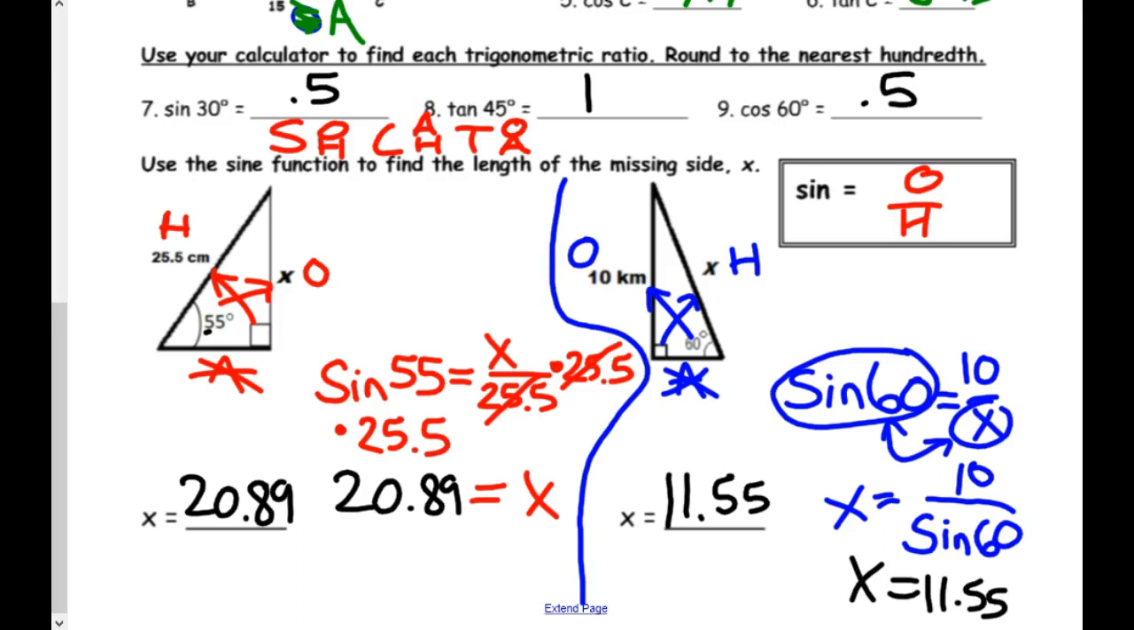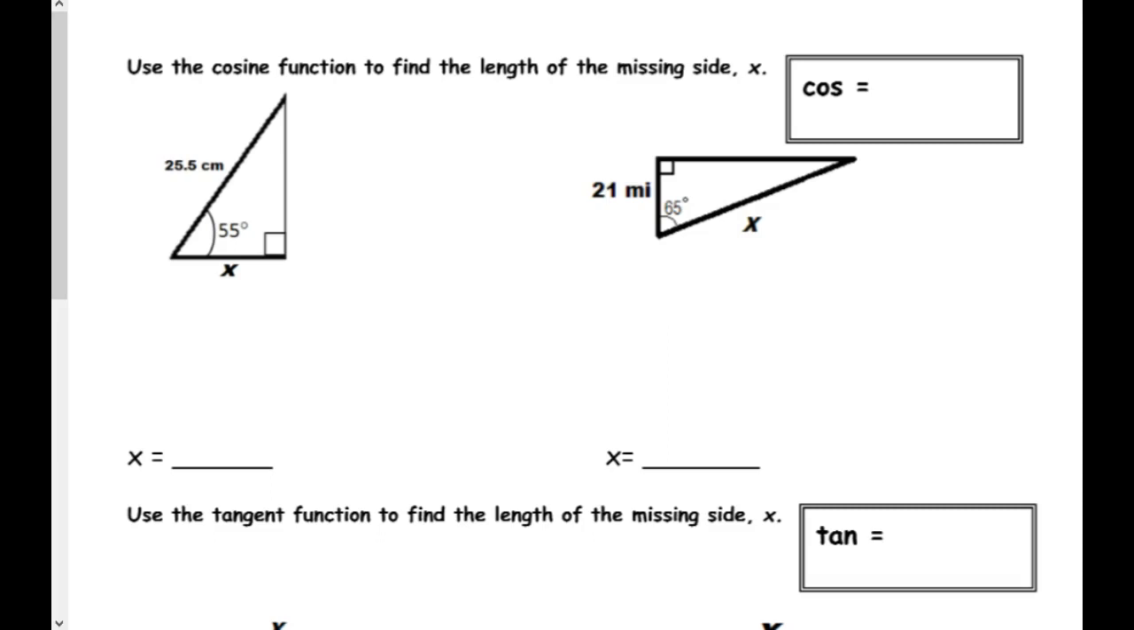Okay, so flip it over. Let's do the top part of the next page. Cosine equals, okay? Now, we know C is CAH, right? So we're going to put A over H. I'll give you a whopping 1 second to label O, H, and A. Do it now. You're done.